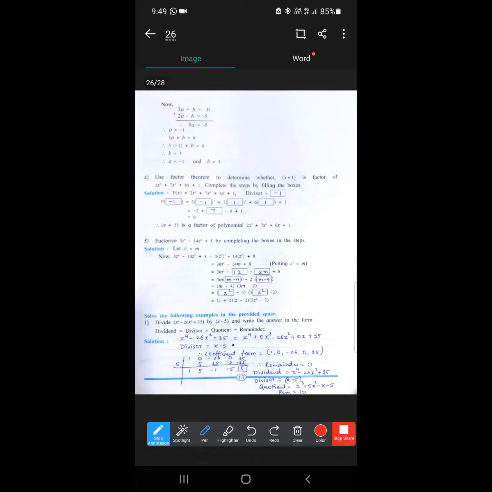Then 6 into minus 1. Here you can write down the minus 1. Okay, I have missed out, here also minus 1. Plus 1. So minus 2 plus 7 minus 6 plus 1. Again, follow the BODMAS rule. And the answer is what? 0. So here you got the answer as 0. That means x plus 1 is a factor of the given polynomial. Okay. So this is how you carry out the factor theorem.